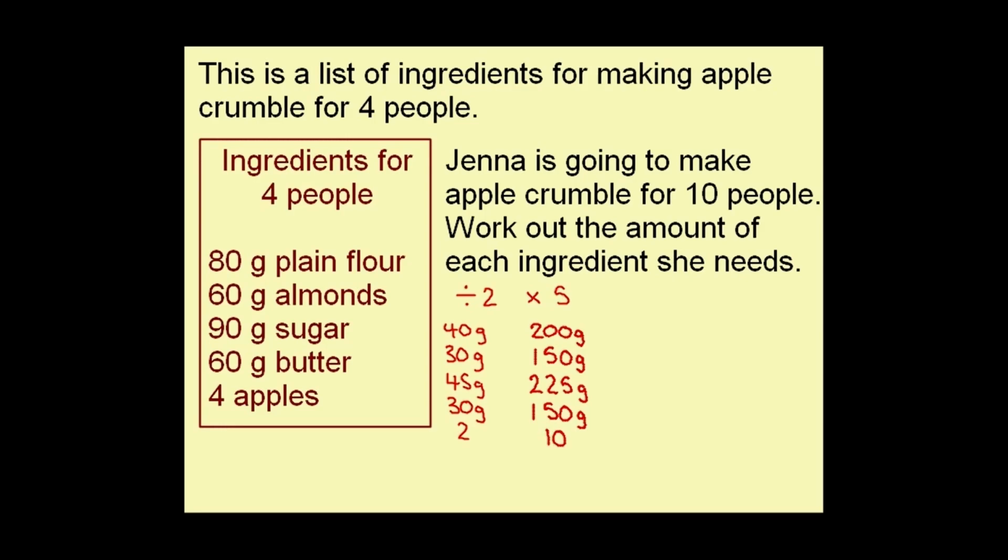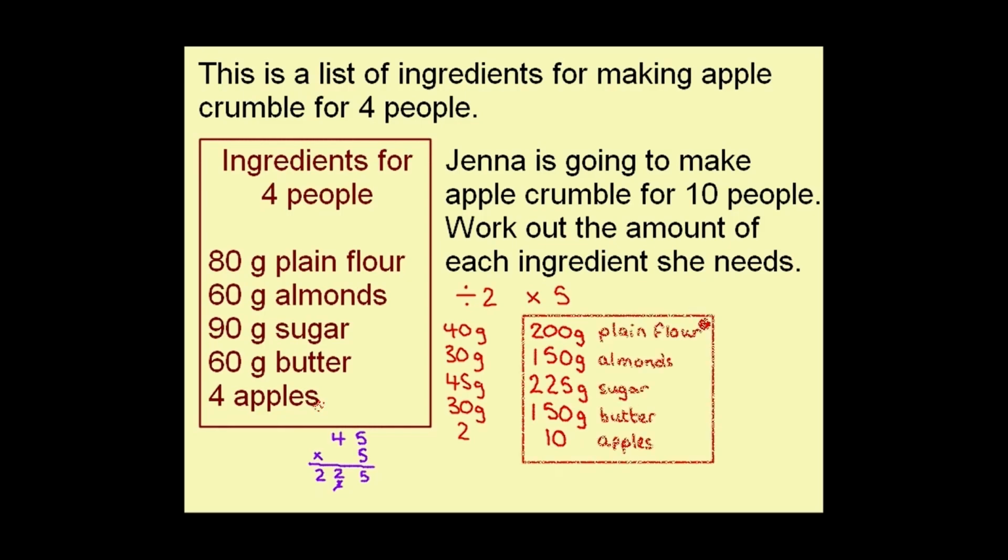For any difficult multiplications, like 45 times 5, if you need to do a bit of side working, that's absolutely fine. The working would look like this. To finish off, we just need to label our quantities with the names of each ingredient. So this is the final answer.